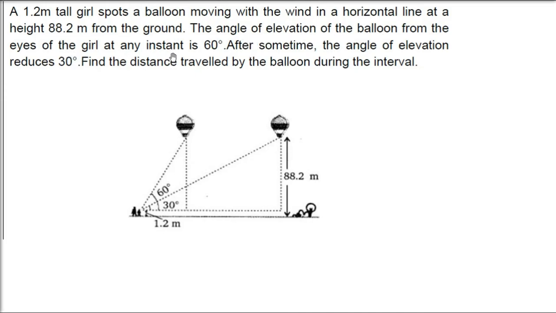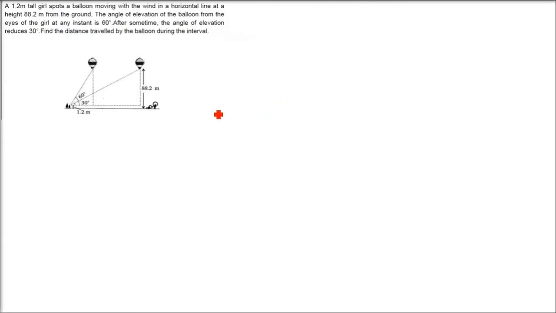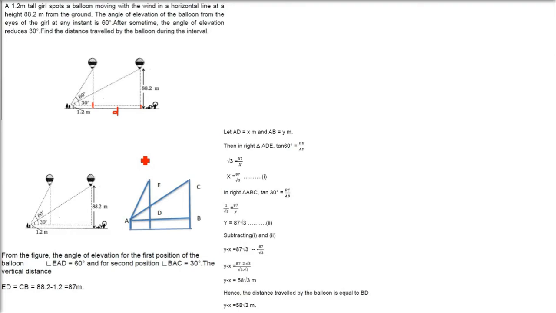The angle of elevation of the balloon from the eyes of the girl at any instant is 60 degrees. So this is 60 degrees. And now this balloon moves. The angle becomes 30 degrees. It has gone there now, 30 degrees. So now find the distance traveled by the balloon during the interval. So from this point to this point, this distance we have to find out, because how far it has moved. The solution is there in front of you, but let me tell you what we have to do.